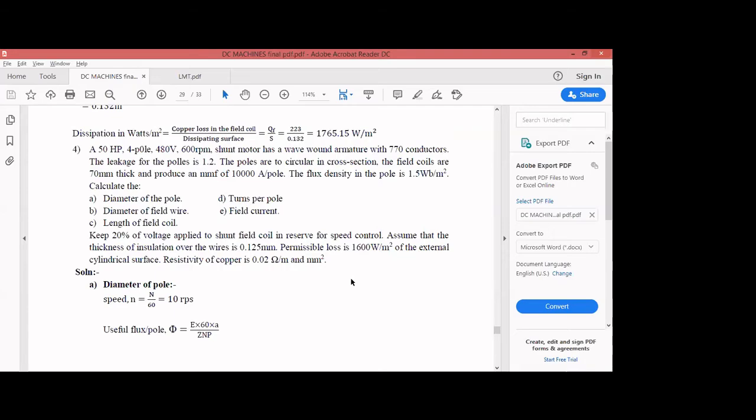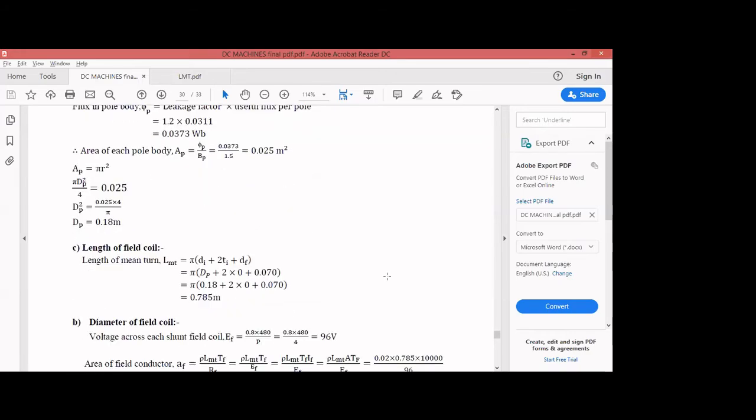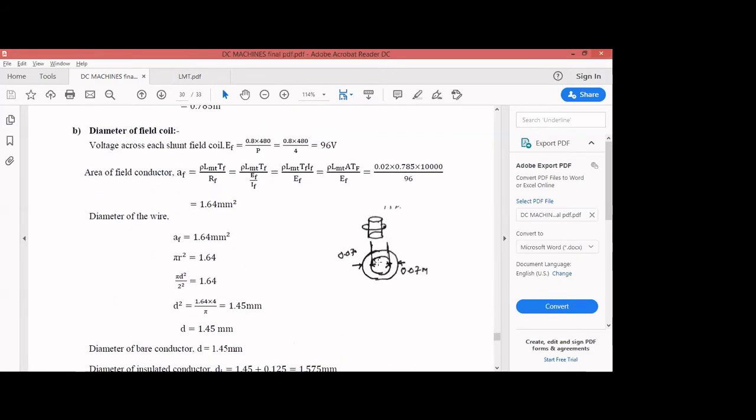A little bit lengthier problem. They asked the diameter of the pole, diameter of the field wire, all those things. Let us calculate now. For the diameter of the pole, if you see here, this is a circular pole, and they are asking for the diameter of the pole, nothing but your DA or DP. After that you have insulation, you have the inner turn, and you have the outer turn. This is the scenario.